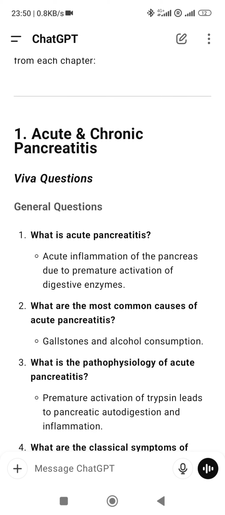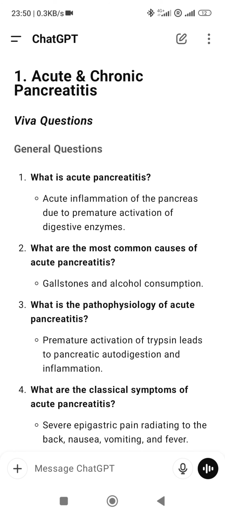Let's start with some Viva questions. Acute and chronic pancreatitis Viva question. A general question: what is acute pancreatitis?